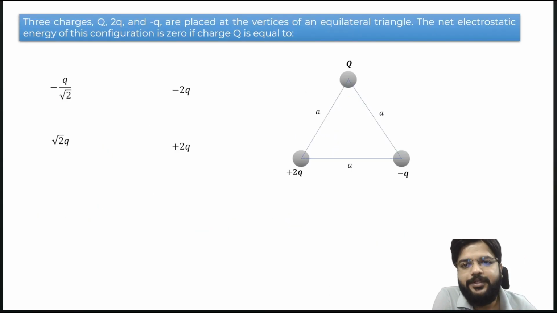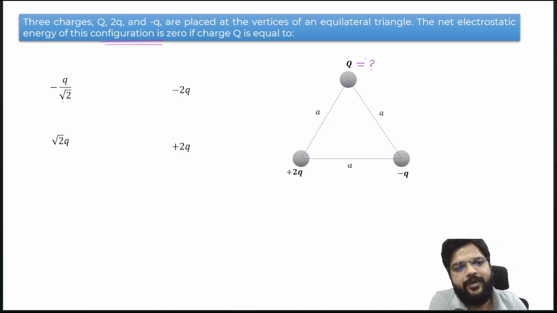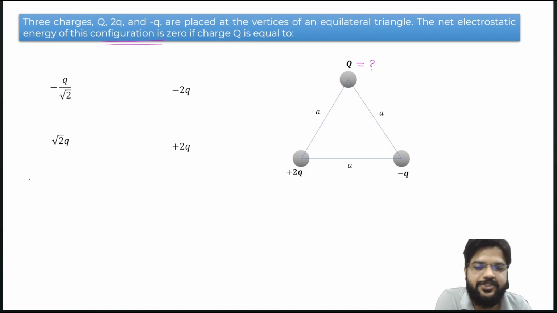Let's see this question, everyone. Three charges Q, 2Q and minus Q are placed at the vertices of an equilateral triangle. The net electrostatic energy of this configuration is 0 if charge Q is equal to what? So here we want the potential energy of this configuration to be 0, meaning the potential energy of the system is equal to 0. So what should this capital Q value be? This is the question, everyone. Let's see how we can do this question.